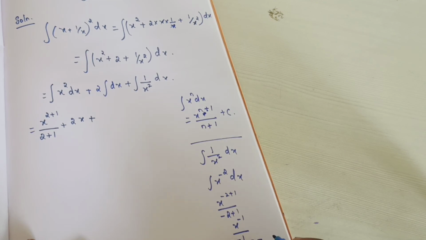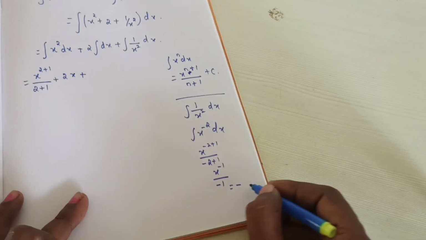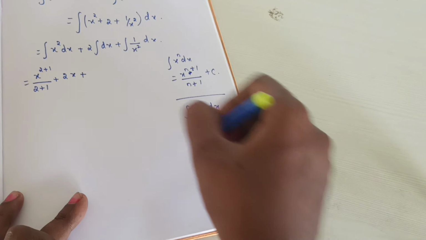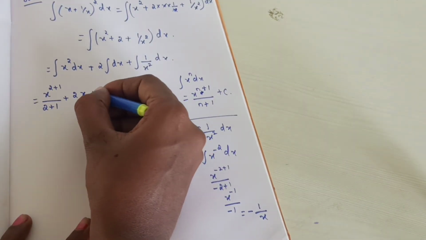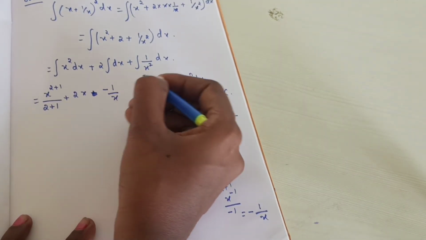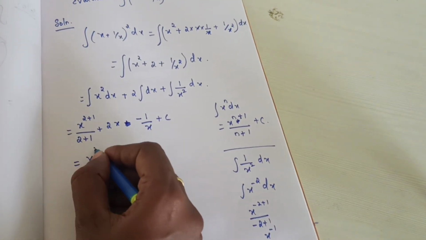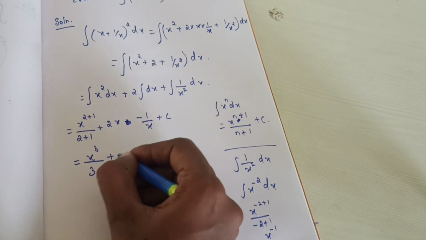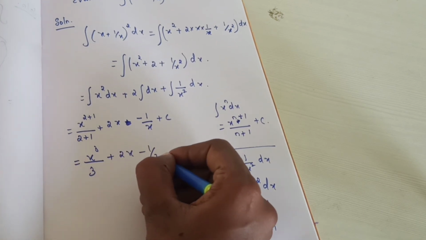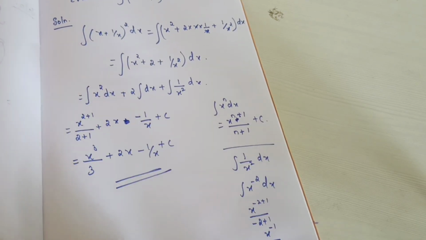So you can bring this to the denominator. So minus, what will happen? 1 by x. Now substitute this value here. Minus 1 by x plus c. This is the answer. That's equal to x power 3 divided by 3 plus 2x minus 1 by x plus c. This is the answer.